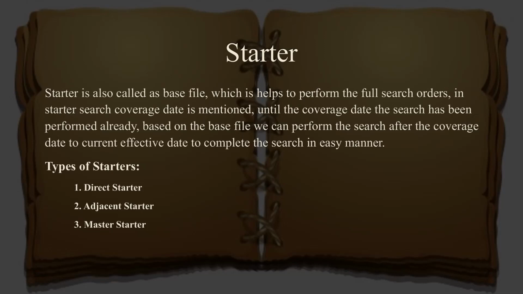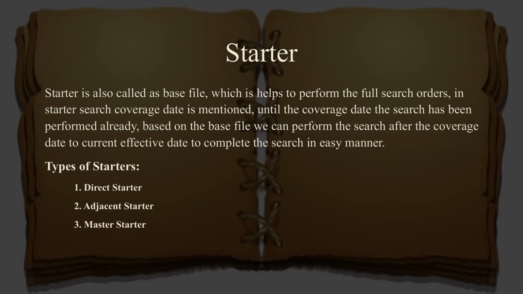There are 3 types of starters in title search. First one is direct starter. Direct starter means exactly matching with legal and address, which is called direct starter, property in queue. Second one is adjacent starter. It is also called seed starter. Neighborhood address and legal is available in this starter, like adjacent or opposite or near property starters are called adjacent or seed starter.